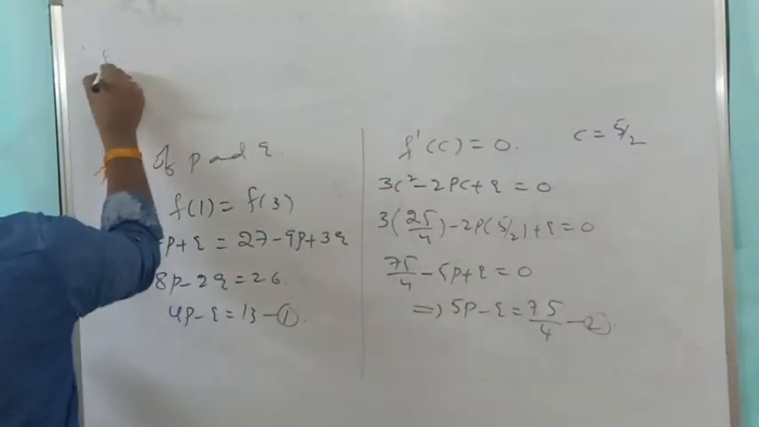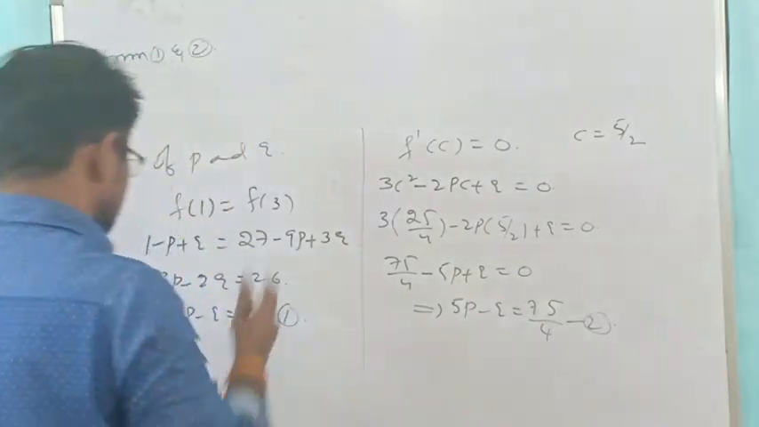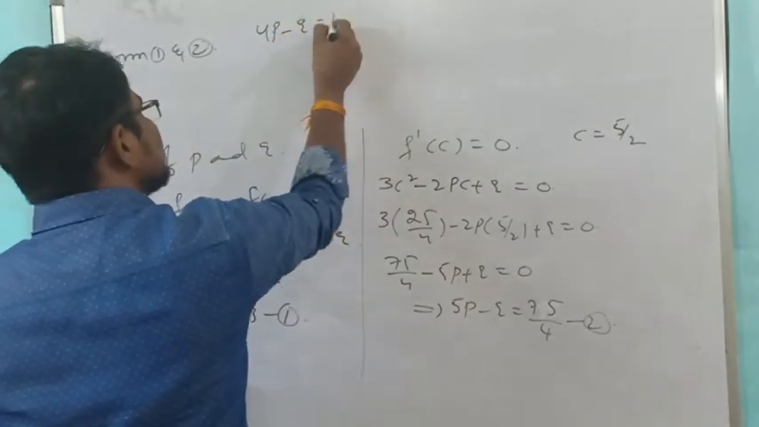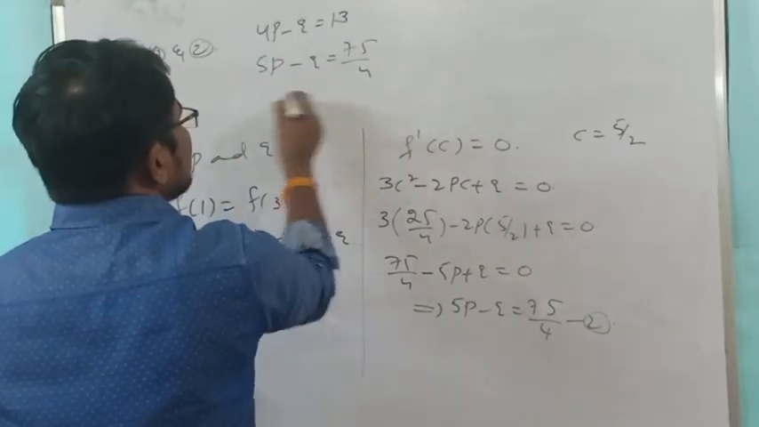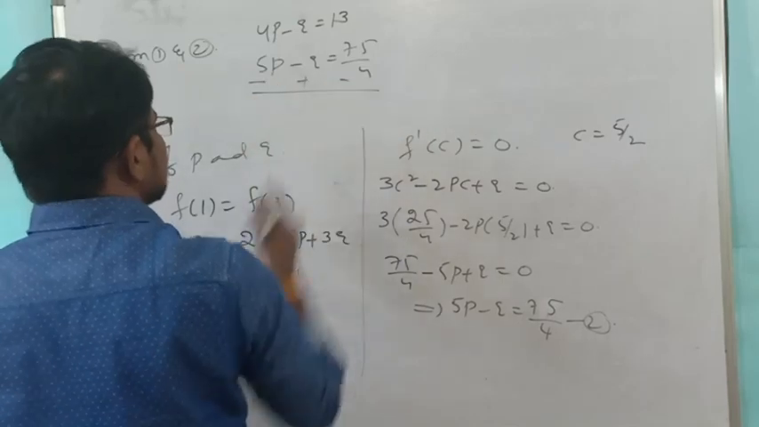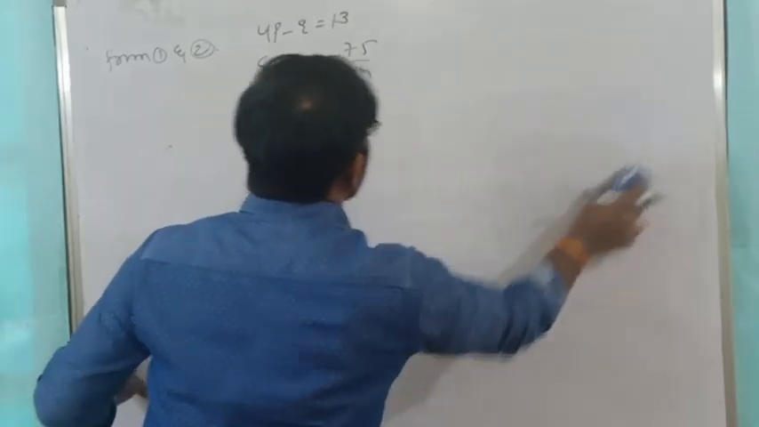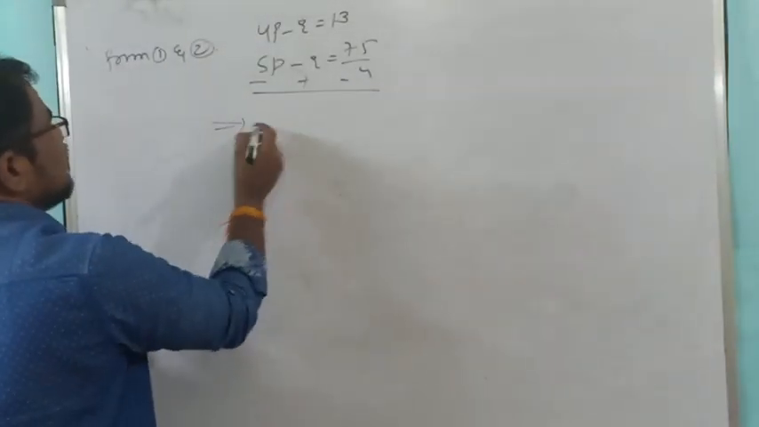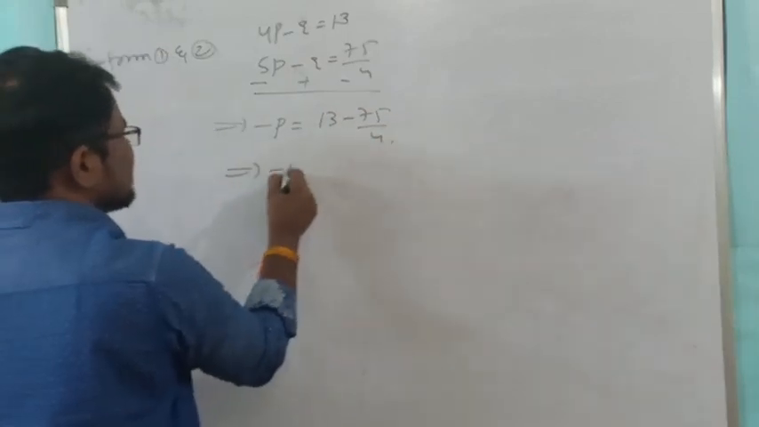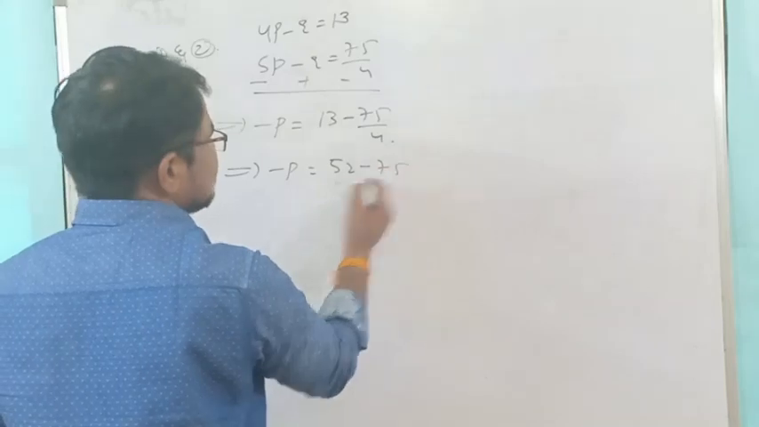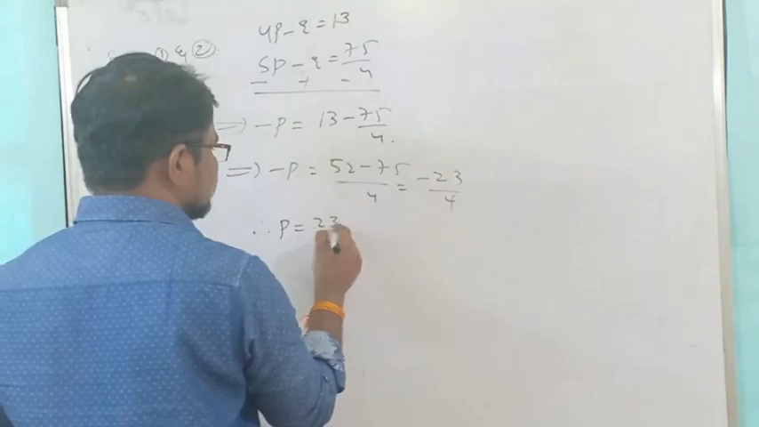From 1 and 2, if you solve these two, you will get p and q. So 4p minus q equal to 13 and 5p minus q equal to 75 by 4. Here, subtract these two. Now that implies minus p equal to 13 minus 75 by 4. That implies minus p equal to 52 minus 75 by 4, that is equal to minus 23 by 4. So therefore p equal to 23 by 4.